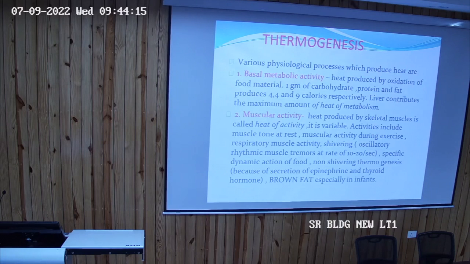Okay. Specific dynamic action of food, non-shivering thermogenesis because of the release of certain hormones. Which are those hormones which will result into thermogenesis? सबसे इंपॉर्टेंट कौन सा है? थायरॉक्सिन. सबसे इंपॉर्टेंट थायरॉक्सिन. और हार्मोन. ओके. These are the hormones which will be responsible for thermogenesis. Brown fat, especially in infants.